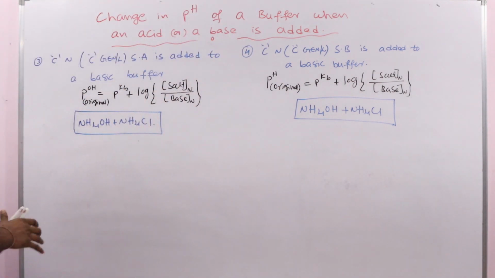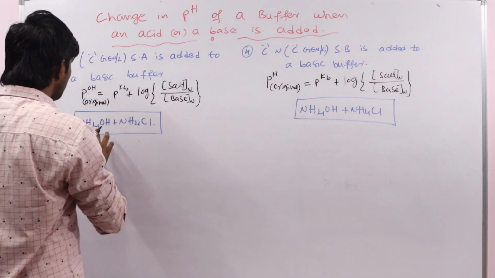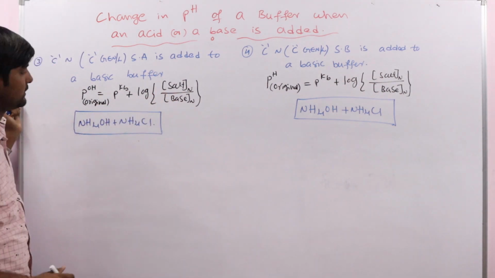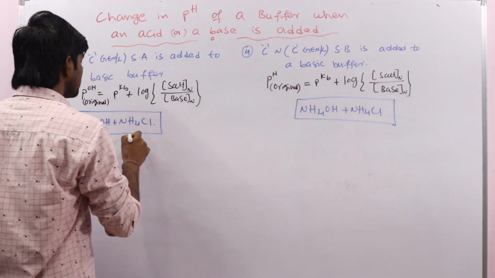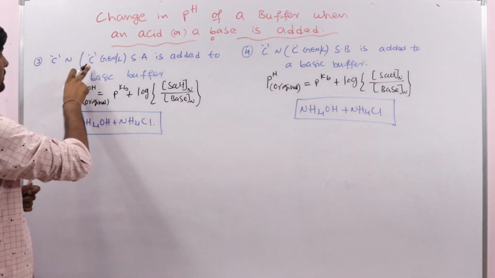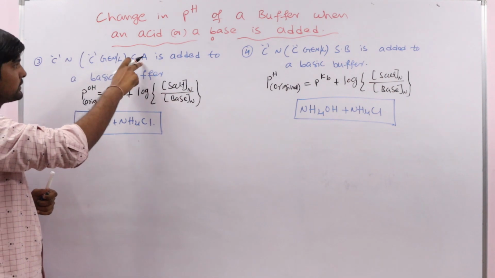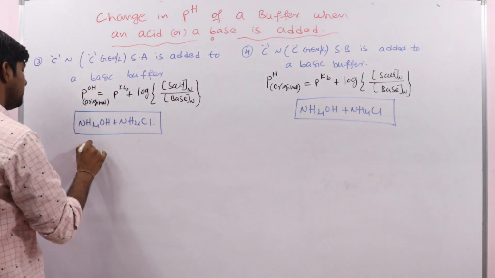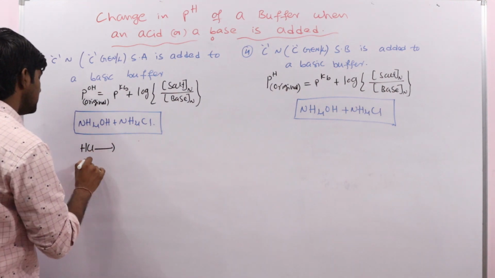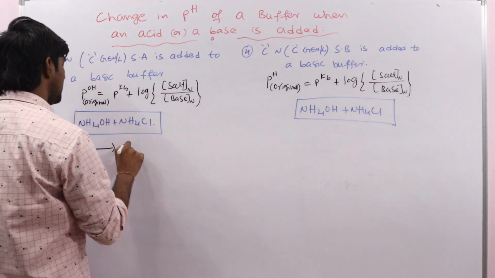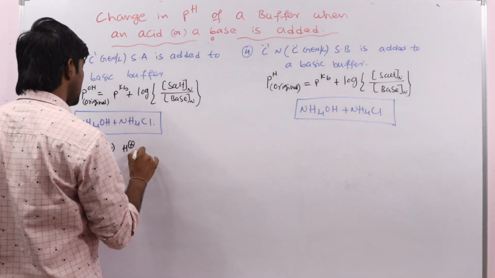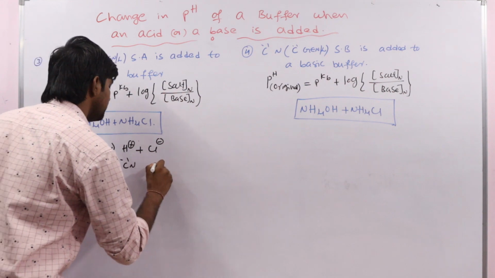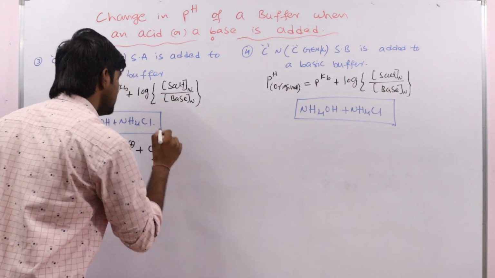Now let us see, like the previous case. Here this is the basic buffer, weak base plus its salt, with a strong acid. So for C normal of strong acid added to a basic buffer, for example HCl is added. How much C normal of HCl is added? This will give H plus ions plus Cl minus ions: C normal of H plus ion, C normal of Cl minus ions.